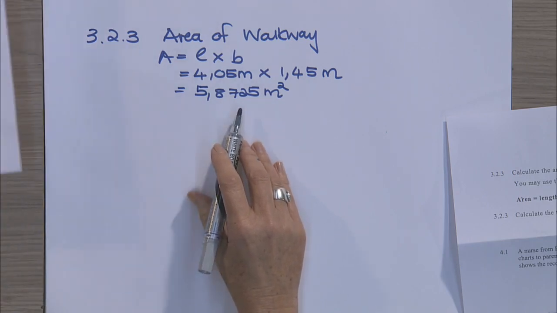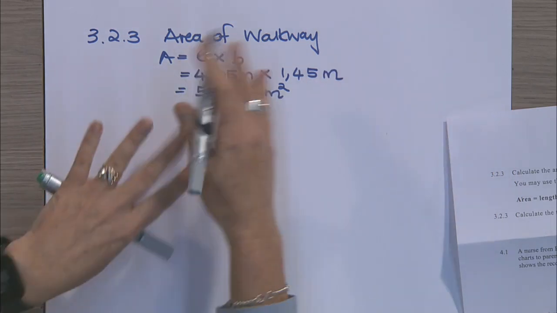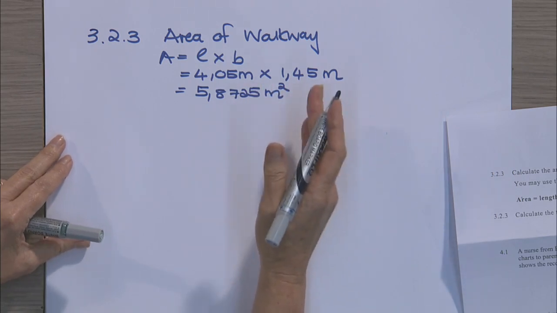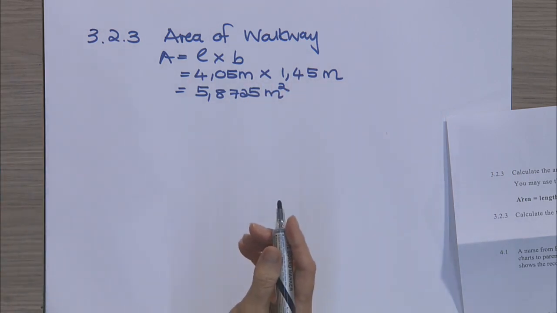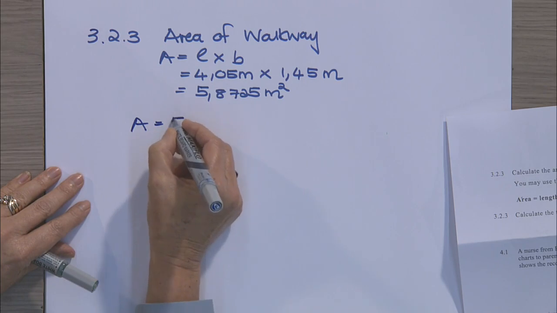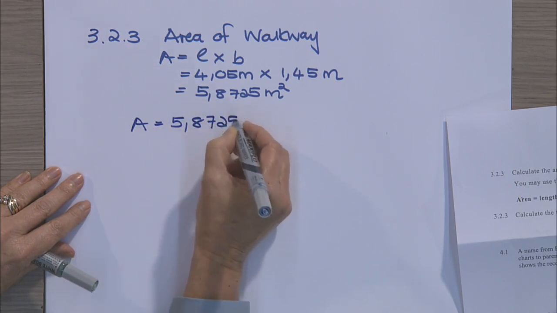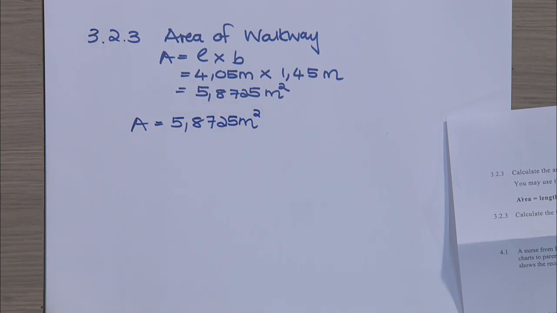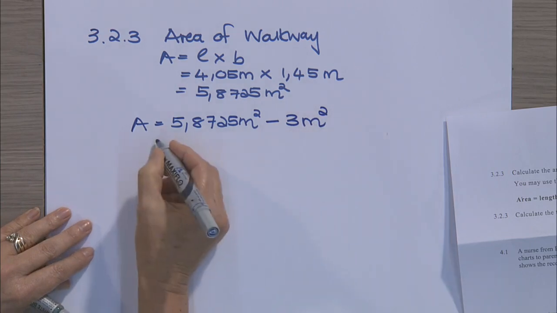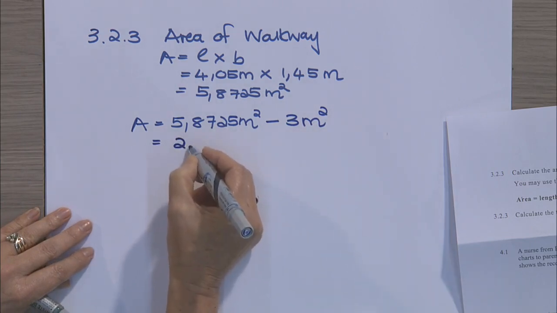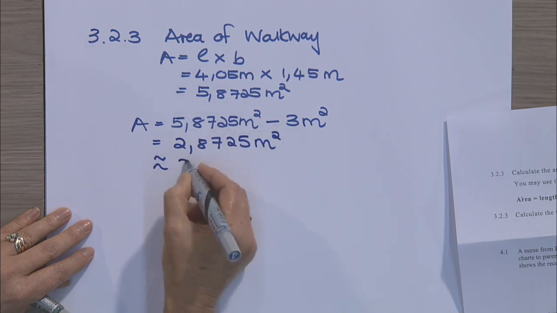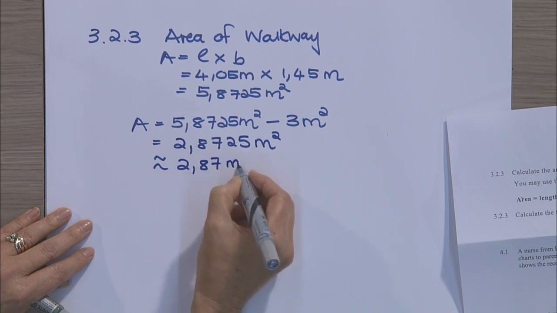So then the question said, this is now the whole walkway, the area of the whole walkway. Calculate the area that needs to be covered with the pebbles. So then we are going to say, take this area, and in the previous question, we worked out the area of all 12 blocks. We're going to minus the 3 meters squared, and then we get an answer of 2.8725 meters squared, and this one we will then round.